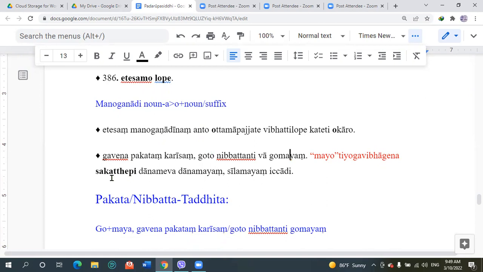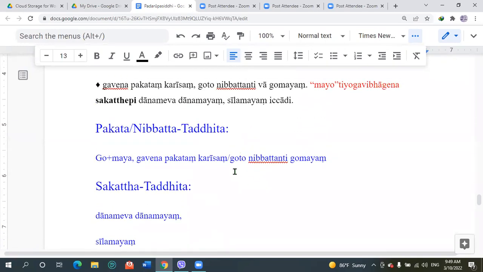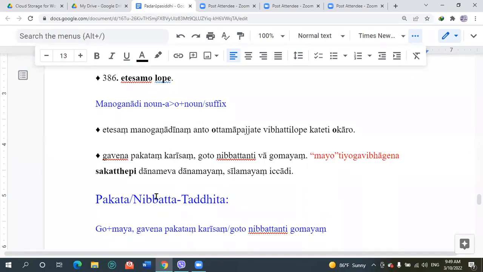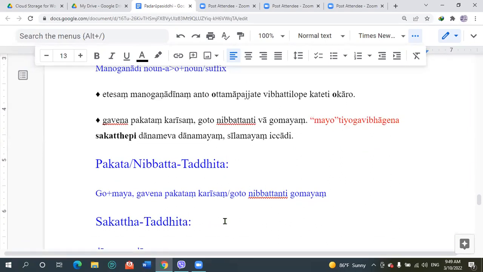And then Kawena Pakatan Karisan Komaya. The Kawena Pakatan Karisan is Vikaha, and Komaya is a Nipatana word. Okay, this is a Taddhita word. Goto Nipatanti Komaya. So Goto Nipatan is Vikaha. Komaya is a Taddhita word, so Komaya has two definitions: Kawena Pakatan Karisan and Goto Nipatan. Komaya is Go and Maya.